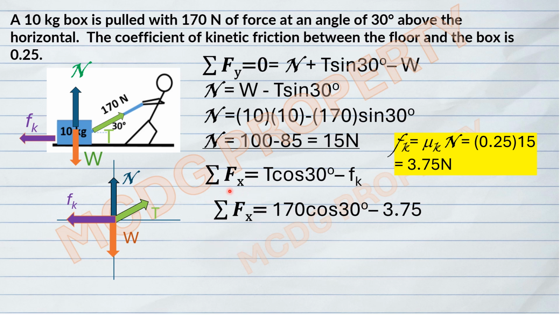Hence, we can solve for the summation of forces along the x. The summation of forces along the x is 170 cosine 30 degrees minus 3.75, and this is equal to 143.47 newtons. So here you can see that the total net force along the x is not equal to 0, but it is equal to 143.47 newtons. Hence, there is an unbalanced force along the x-axis.